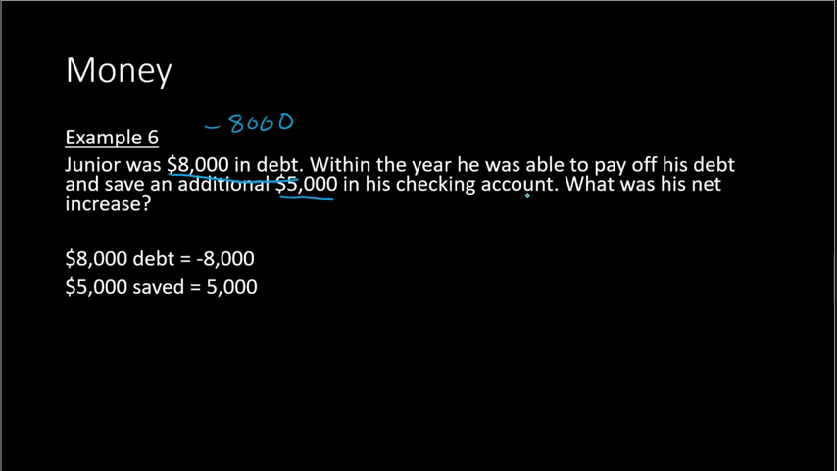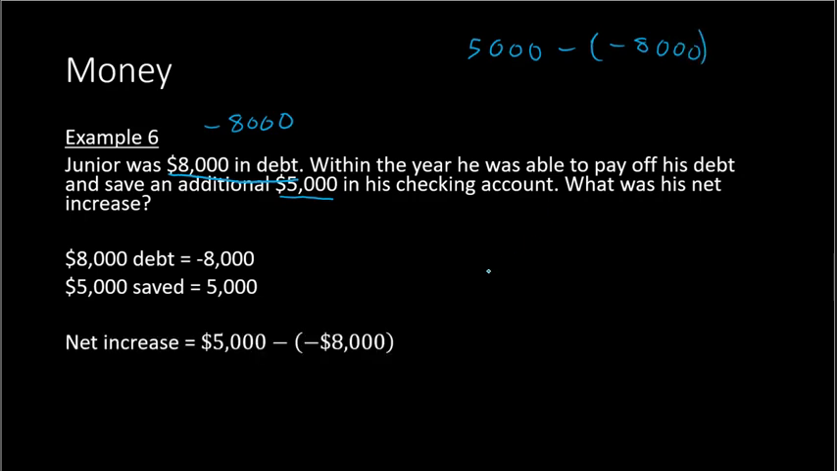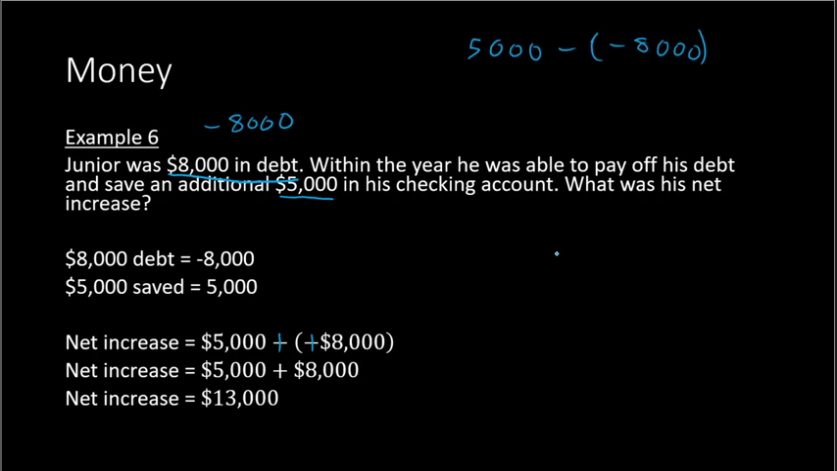Now, when he was able to save $5,000, that is a positive number. It's a positive 5,000. So to figure out his change in money, we take where he ended up, which was the 5,000, and we have to subtract from it where he started. So we subtract a negative 8,000. So we have 5,000 minus negative 8,000. The answer to this will be the answer to our question. When you subtract a negative number, that is the same thing as adding the opposite. So that becomes a plus. So what we have is 5,000 plus 8,000, which would be 13,000. So his increase in money was $13,000.